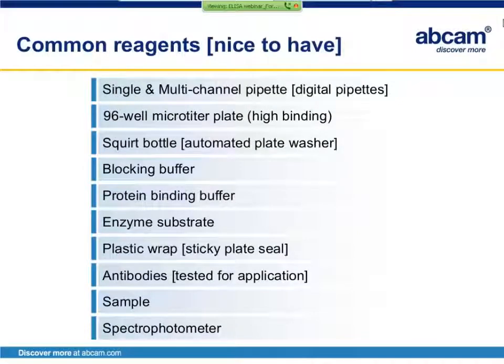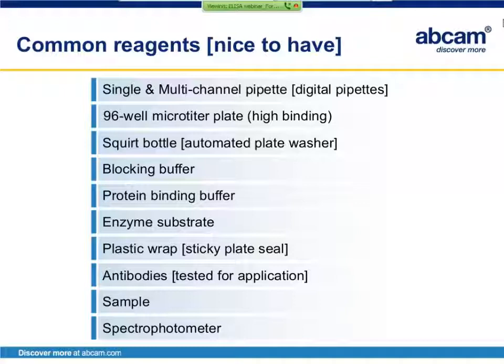This slide shows some of the key materials needed for making your own ELISA assay. In brackets, I've noted equipment that, while not absolutely required, will certainly make running ELISA assays much more efficient. Single and multi-channel pipetters are required, but it is certainly nice to have digital repeat pipetters available for doing any more than 1 or 2 plates at a time.